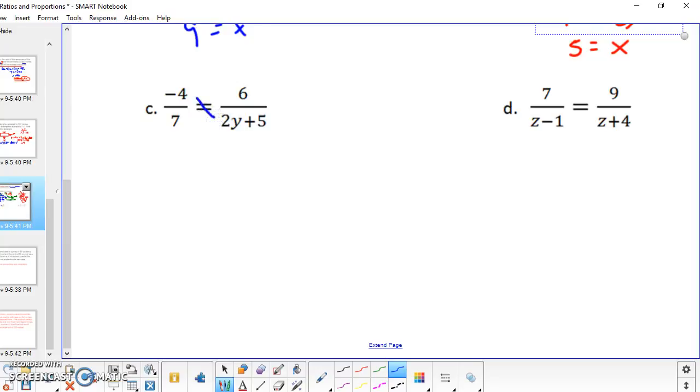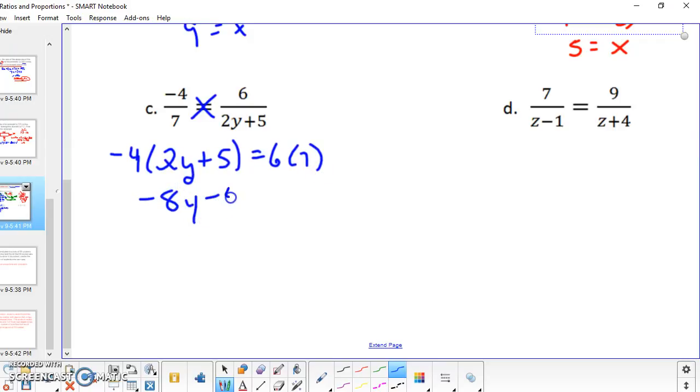So when I multiply these proportions, when I cross multiply, it will be negative 4, yes, that's a 4, times 2y plus 5 equals 6 times 7. So negative 4 times 2y is negative 8y. Negative 4 times 5 is negative 20. And 6 times 7 is 42. Add 20 to both sides. Negative 8y equals 62. Divide both sides by negative 8.